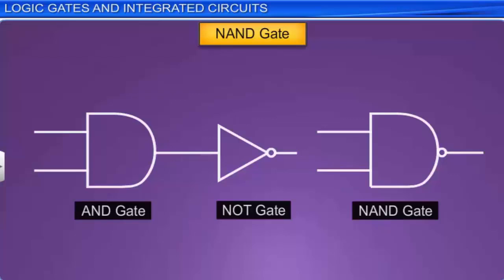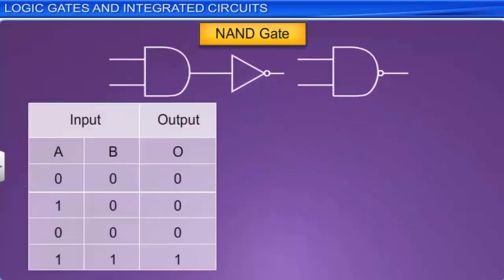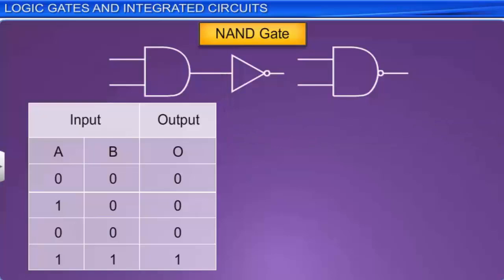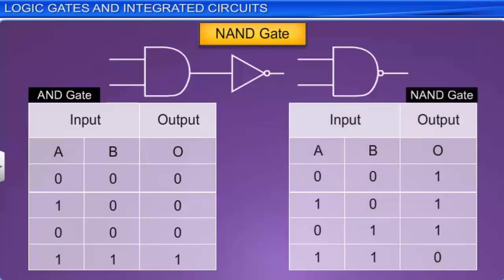Note that in a NAND gate, the output of the AND gate acts as the input for the NOT gate. The output of the AND gate is inverted by the NOT gate and appears as the output of the NAND gate. Hence, if inputs A and B are both 1, the output of NAND gate is not 1.